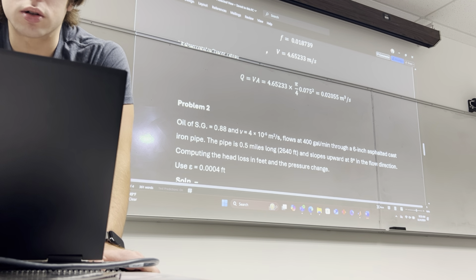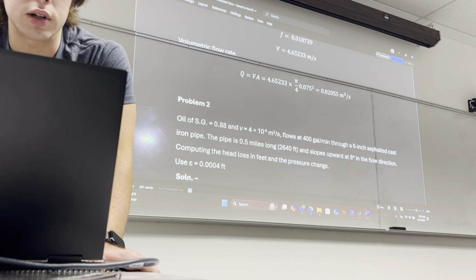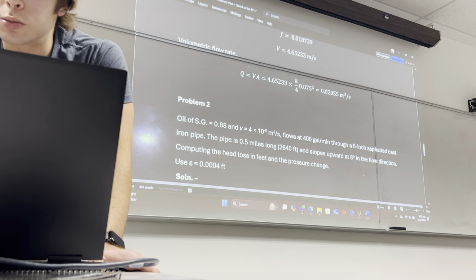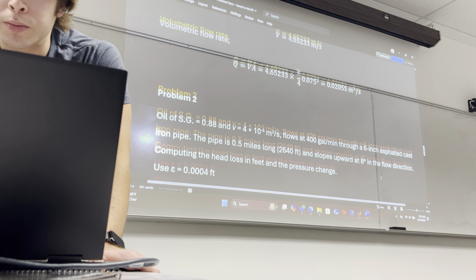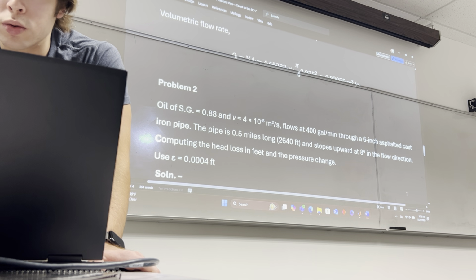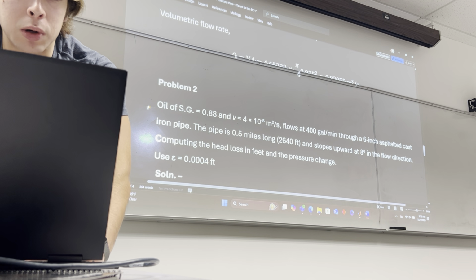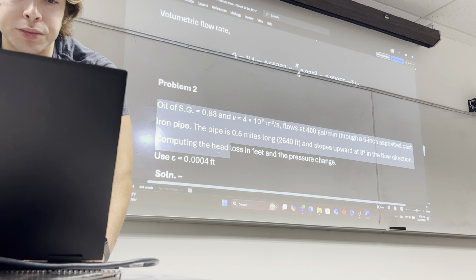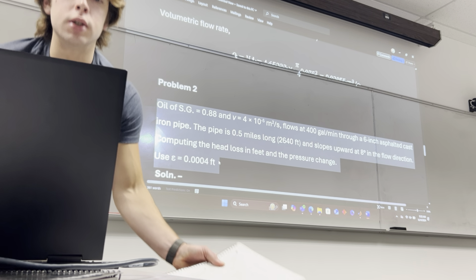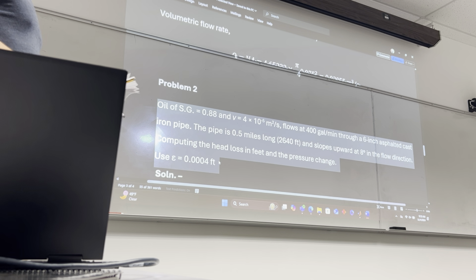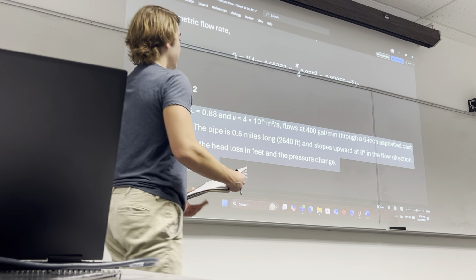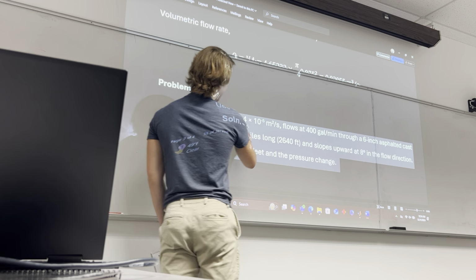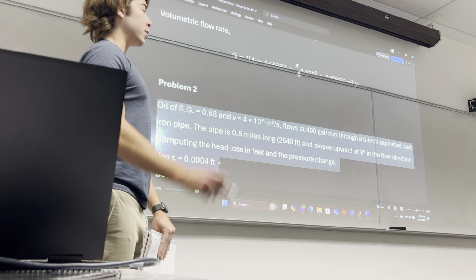Let's see, oh, here we go, okay. So, let's see if I can zoom in a little more. Okay, so problem 2 is this one right here. We've got oil of a specific gravity of 0.88, and this is supposed to be nu, kinematic viscosity. You can tell by the units it's in.